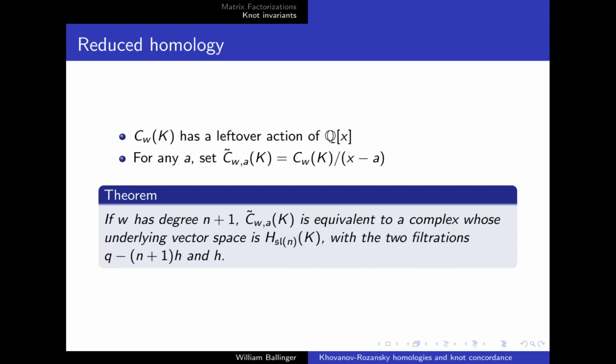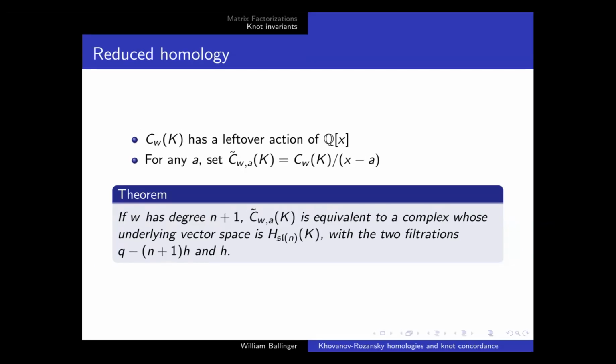And now this winds up being very, very concrete, because you get this reduced homology. You can prove that you can write down a chain complex, homotopy equivalent to that filtered chain complex, by starting with the vector space given by this SLN homology. So in the case W of X equals X cubed, this is just the Khovanov homology, or more generally, it's the Khovanov-Rozansky SLN homology. And then you draw in some differentials that respect these two filtrations given by the quantum grading minus n+1 times the homological grading and just the homological grading. And then this enables, particularly in the case of Khovanov homology with the potential of degree 3, quite a few non-trivial computations and quite a few concordance invariants you can extract from the setup.